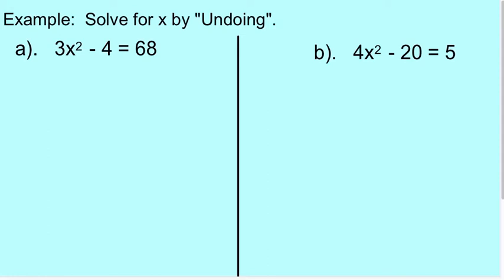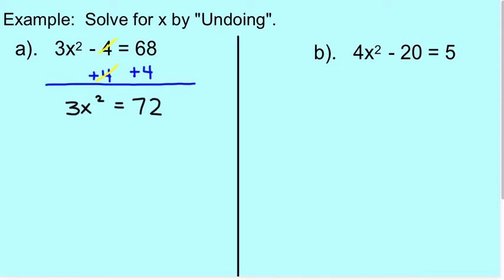We want to isolate the x squared term, so we're going to first undo the minus 4 and add 4 to both sides. So negative 4 and plus 4 cancel, and then you're left with 3x squared equals, and then 68 plus 4 is 72.